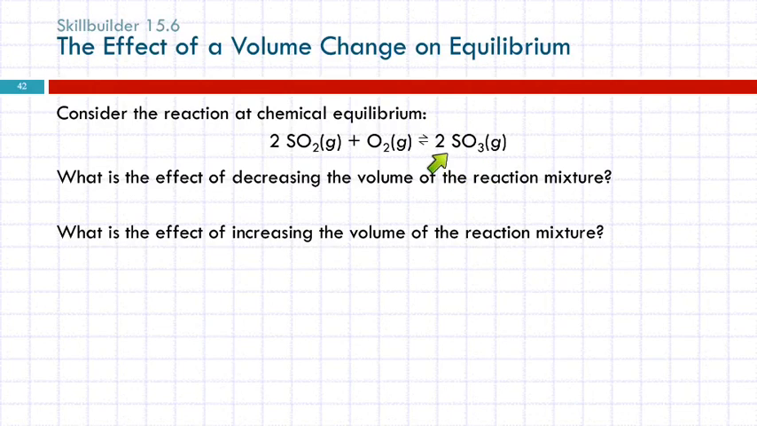On this side, we have 2 moles of gas. On this side, we have 3 moles: 2 moles of SO2 and 1 of O2. So when we decrease the volume, it's increasing the pressure, and the equilibrium wants to undo that. And so it's going to shift to the right where there are fewer gas molecules.